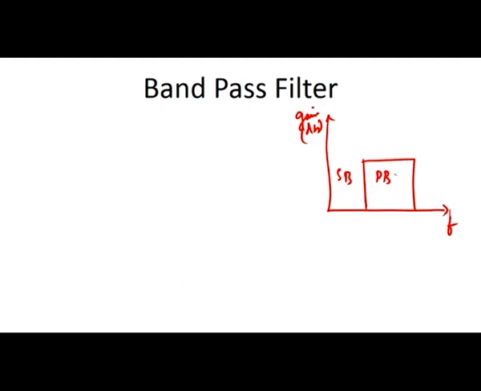So, how will you construct a band pass filter? For a single first order band pass filter, we know the frequency response. Take the frequency of the input signal along the x axis and gain along the y axis. In the band pass filter, first you have a stop band, next a pass band, and next a stop band. This is the ideal response of the band pass filter.